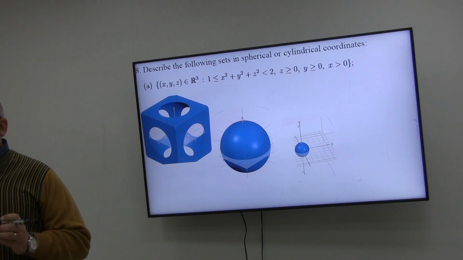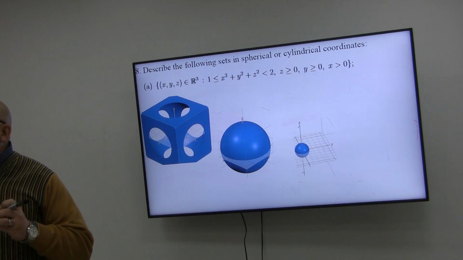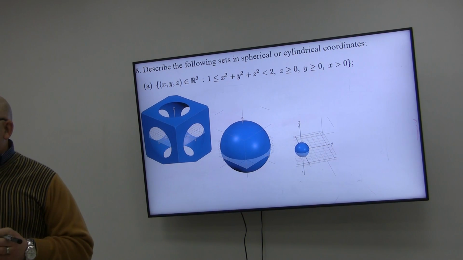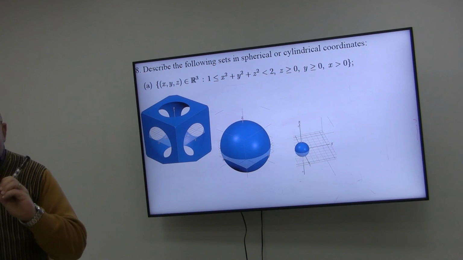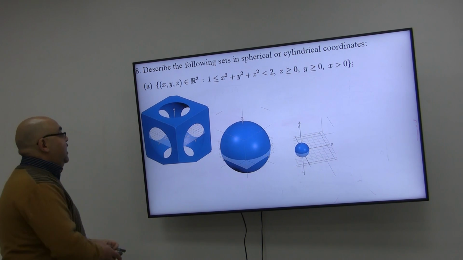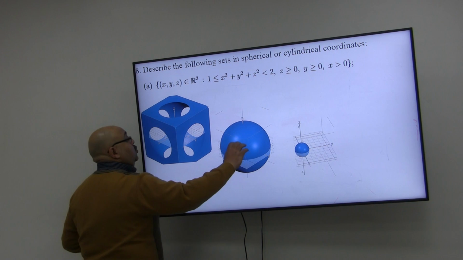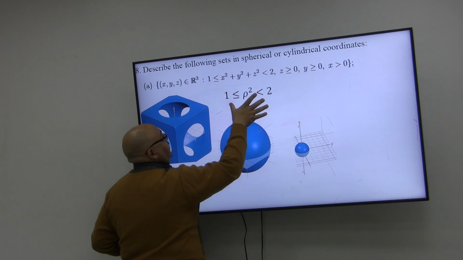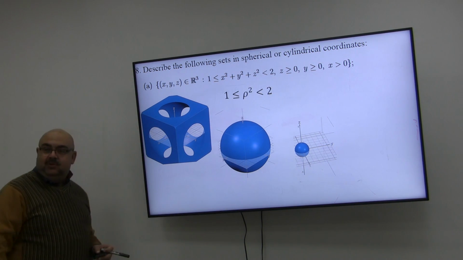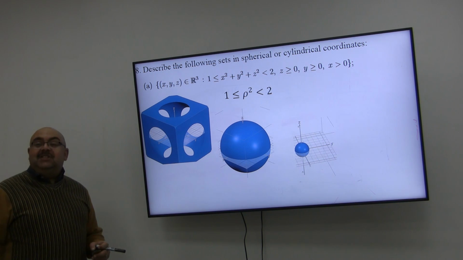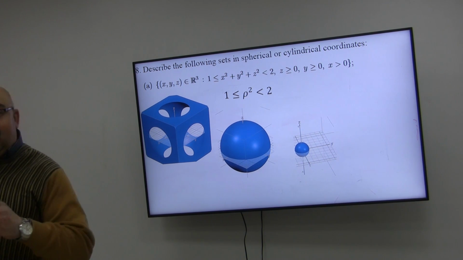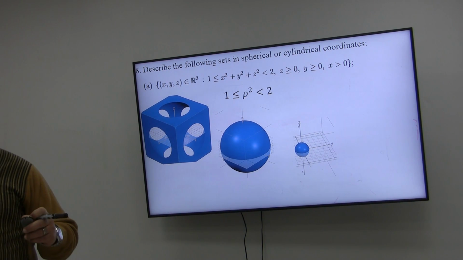But the beauty of having a sphere in spherical coordinates is that it involves only rho, the radius. So the representation of the inner part between the two spheres is just rho less than 2 and greater than or equal to 1. That's the representation of the inside between the two spheres. Are you with me?